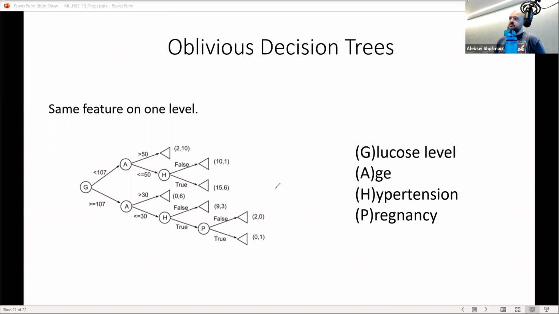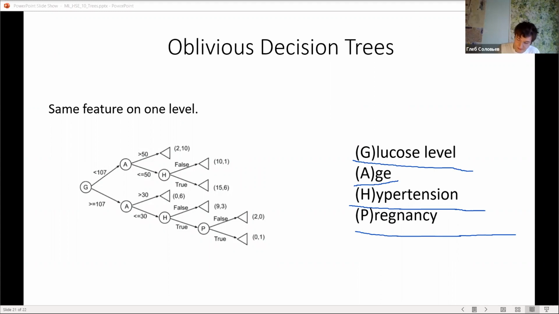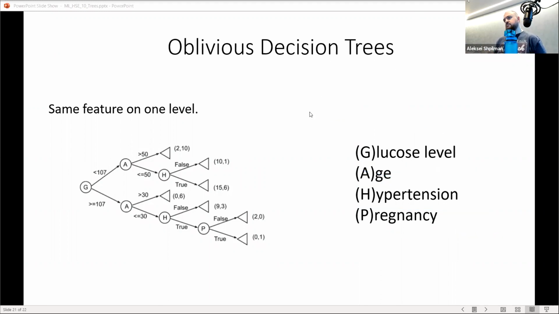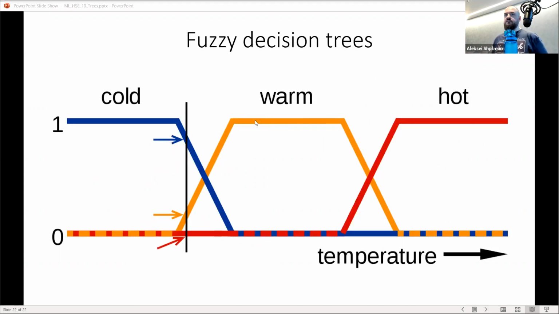Well, in this particular case, you try to find if the person has diabetes or not. So this is glucose level, age, hypertension is the blood pressure, and pregnancy is, well, pregnancy. So you have your glucose level, but glucose level depends on the pregnancy and age, so stuff like that. So true, you have diabetes. False, you do not have diabetes. That's it. Now, okay, fuzzy decision trees.